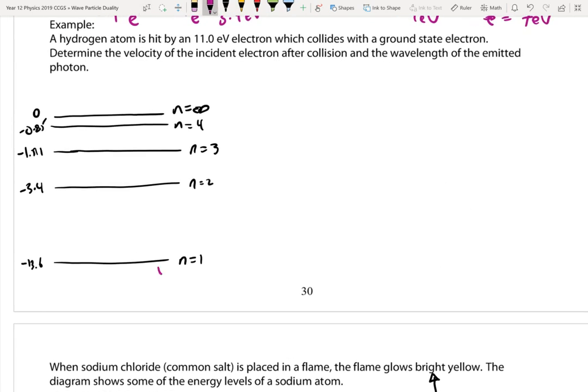So, our incident electron is going to come in with 11 EV, and it's hitting a ground state electron. So that's important. We're saying we're starting there. The question asks for the incident electron after collision and the wavelength of an emitted photon. Well, look what I've done. I've given only enough energy to get to this level here. Because the required energy to get to N3 is going to be nearly over 12 EV. So the only possible interaction here is going to be exciting that ground state up to N equals 2. Okay?